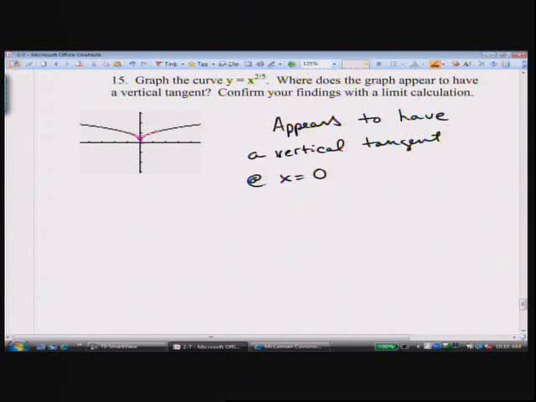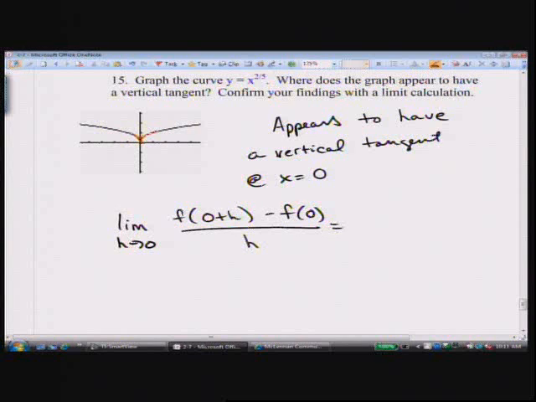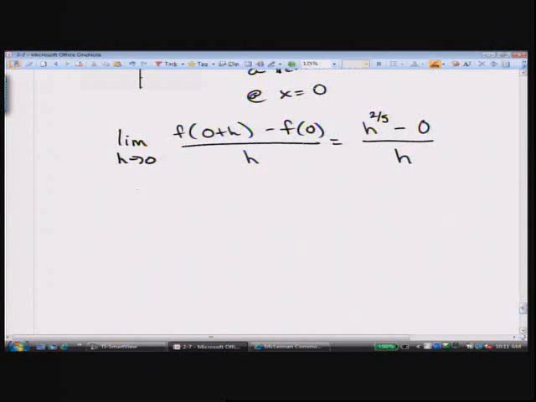And the way that you can confirm that is to look at the limit as h goes to 0 of f of x naught plus h, so 0 plus h, minus f at 0, all over h. So that would be f at 0 plus h is going to be h to the 2/5 minus f at 0 is just going to be 0, right? All over h. And this limit as h goes to 0, h to the 2/5 over h, what is that?